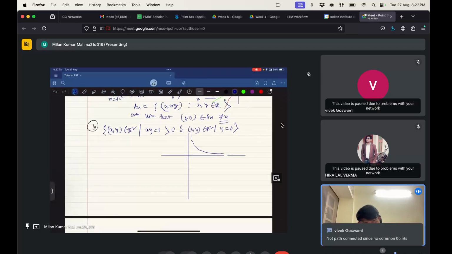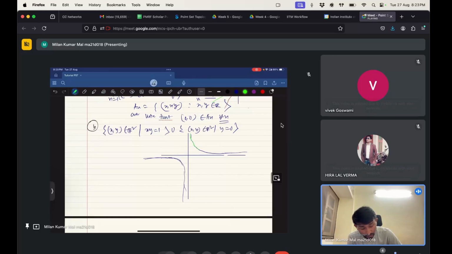No path connected, since no common points. Yeah, that is correct. That is the reason. So no path. These two sets are not connected, but I have to give some concrete reason. Okay, I think it is better to write. This is xy equals to 1, and y equals to 0 means this is the x-axis. I have to show there is actually no path. That is the thing. The set B is not connected. That is correct.